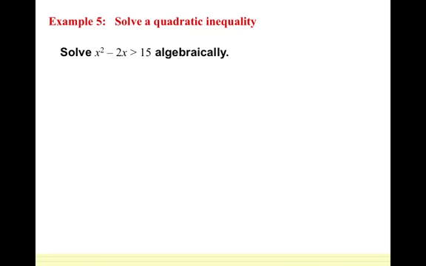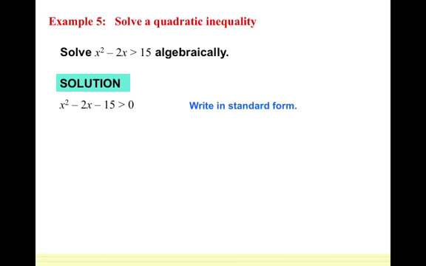All right, let's look at another example like this. We're going to solve x squared minus 2x greater than 15 algebraically. So I'm going to subtract 15 over. So I've got x squared minus 2x minus 15 greater than 0. I'm going to factor. So I get x plus 3 times x minus 5 greater than 0 because I needed values that multiply to be negative 15 and add to be negative 2. So positive 3, negative 5, that works.